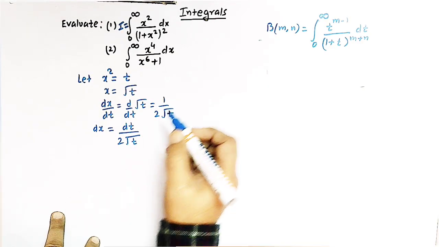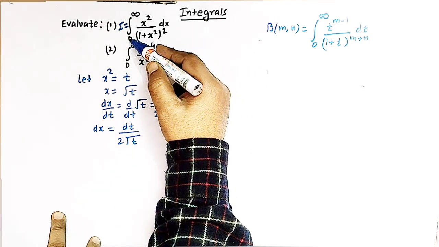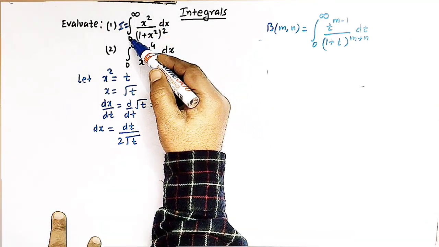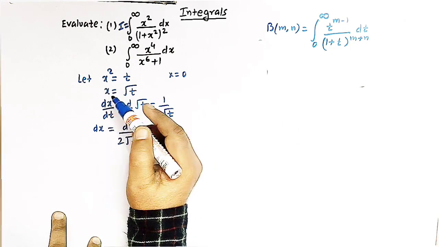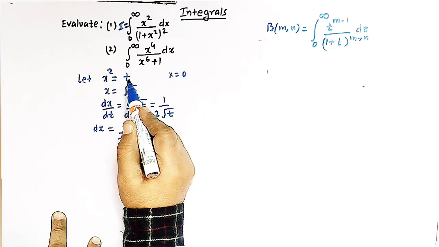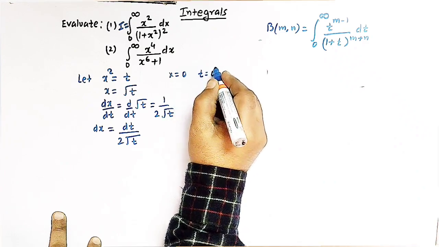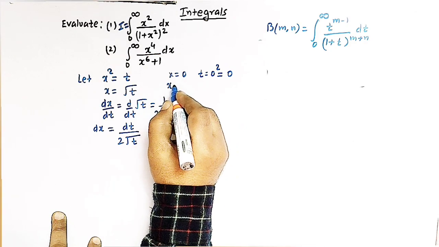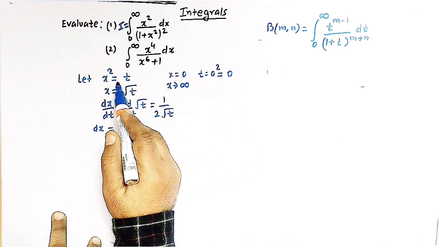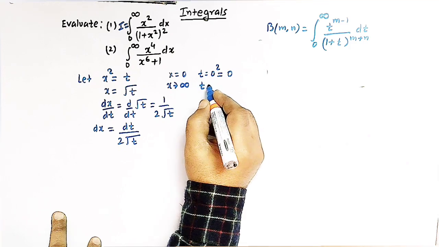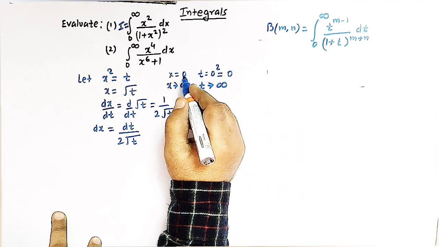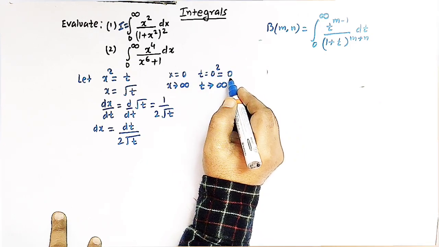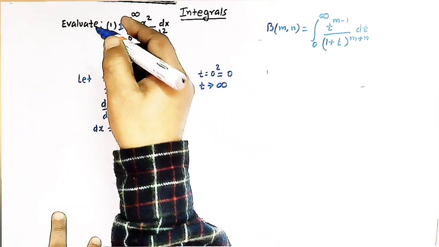So now let us change the limit. So here x varies from 0 to infinity. So when x is equal to 0, then the value of t can be obtained from this equation or this relation. So t is equal to 0 square, that is equal to 0. And when x tends to infinity, then from this relation we can see that t also tends to infinity. So when x changes from 0 to infinity, t also varies from 0 to infinity, right? So the limits remain the same.